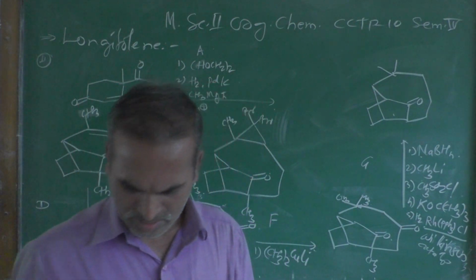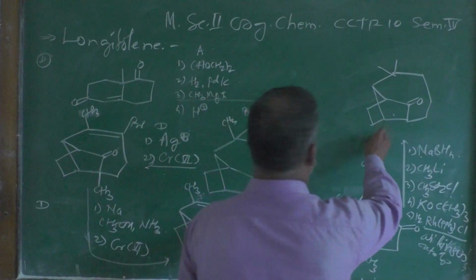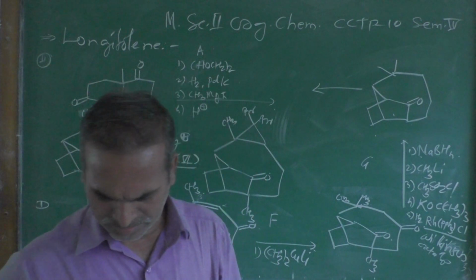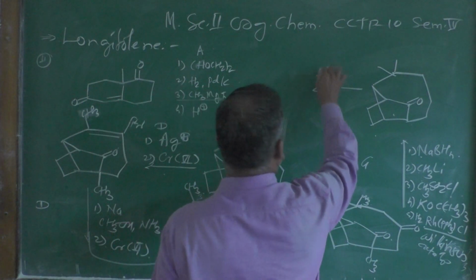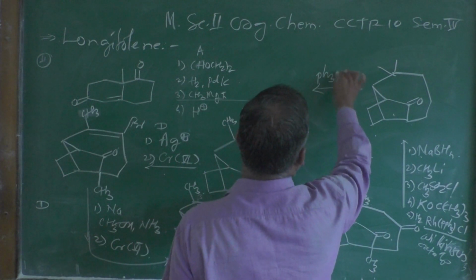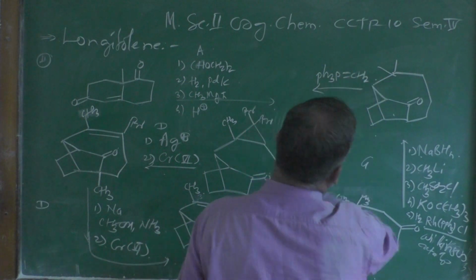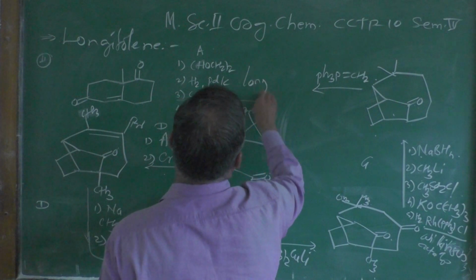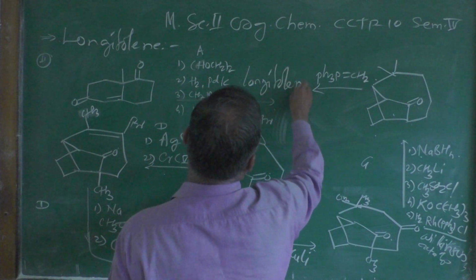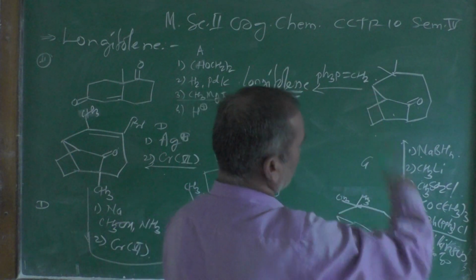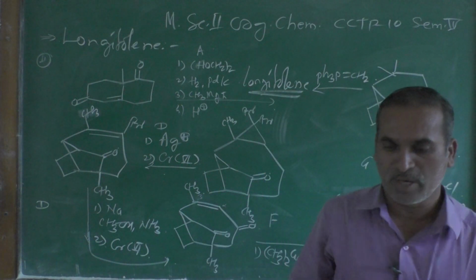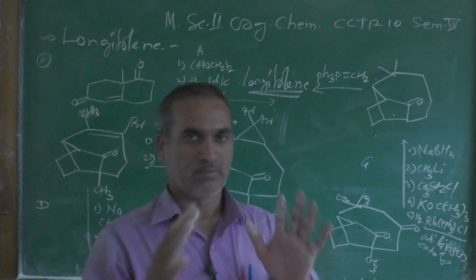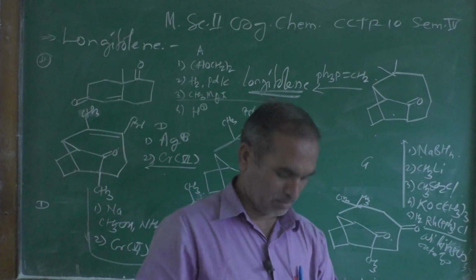Now, finally, if you add here the Wittig reagent, we know that Ph3P=CH2 is the Wittig reagent, and what you are going to get? You are going to get Longifolene. So in this way we have got the Longifolene by using the second method. I think with this let us stop.